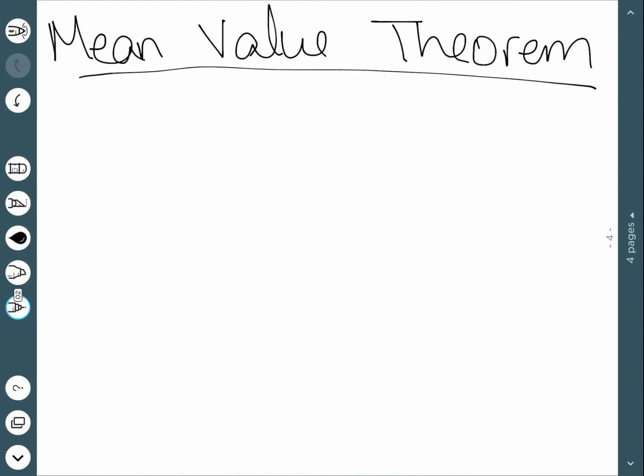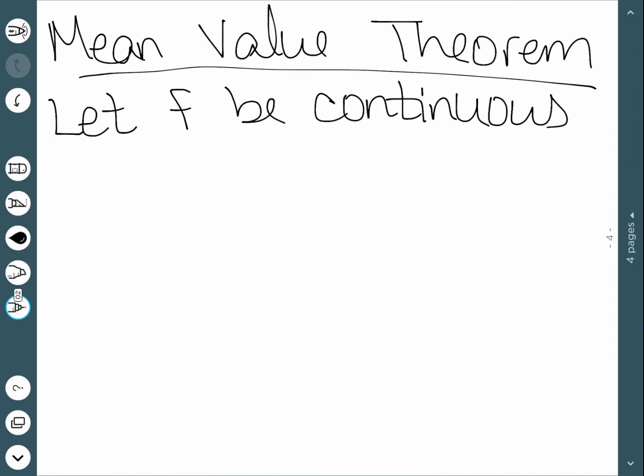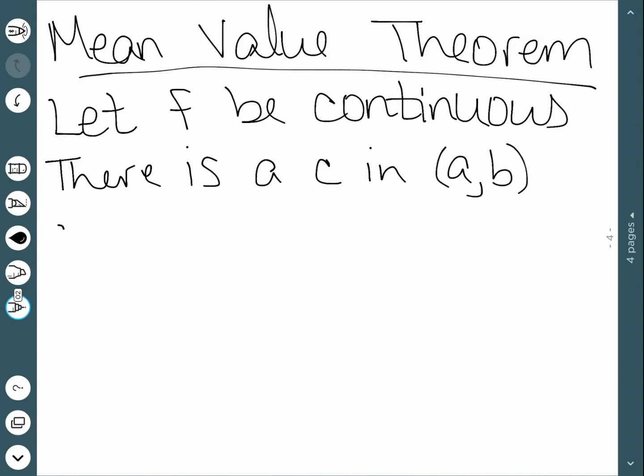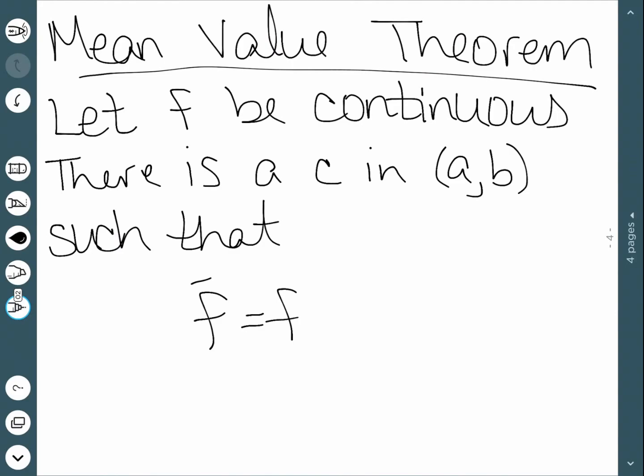Let's now talk about the mean value theorem, which is very related to this average value. So first, we need our function f to be continuous. Then essentially what it says is there is some point. So there is a c in our interval a to b such that this average value is equal to f of c. So essentially we have to actually reach the average value at some point.